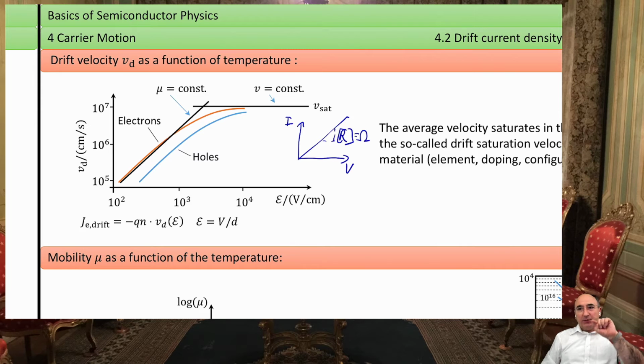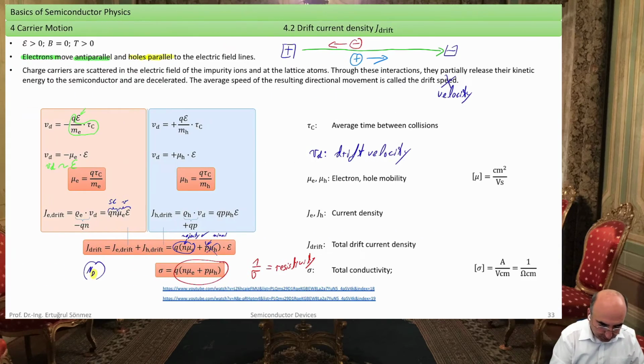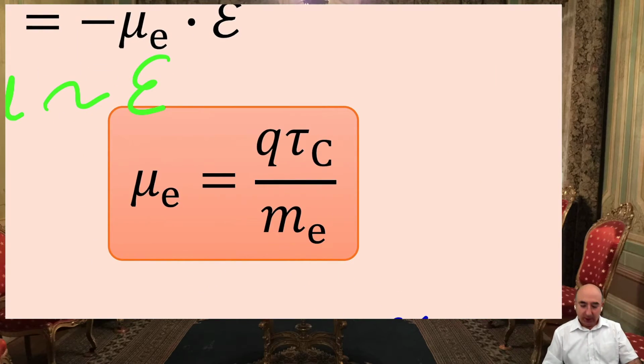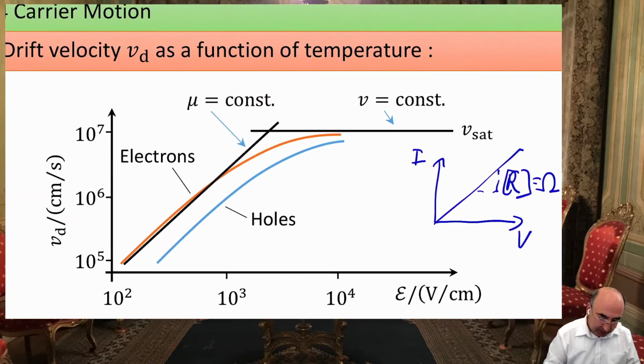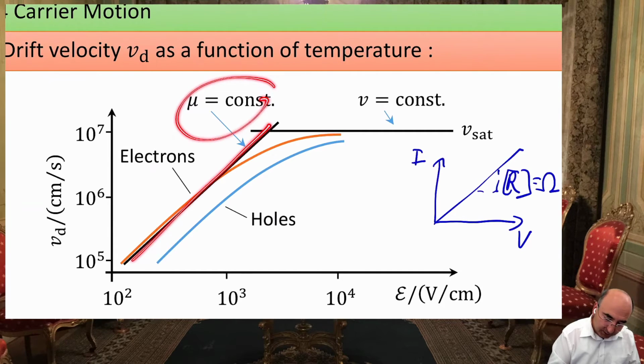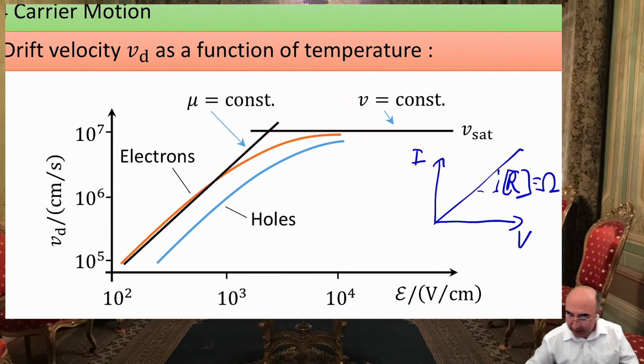The probability of collisions does not change. So we are talking about this. The probability of collision doesn't change. The elementary charge doesn't change. But how can it happen that the mobility is no more constant, but the velocity is constant? How can this happen? You increase the force by increasing the voltage, but you don't increase the velocity anymore.